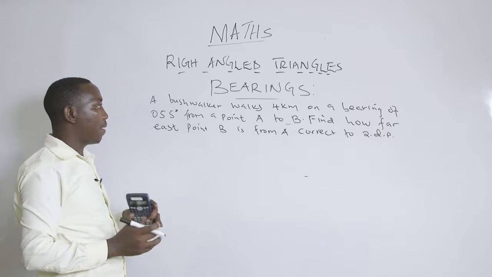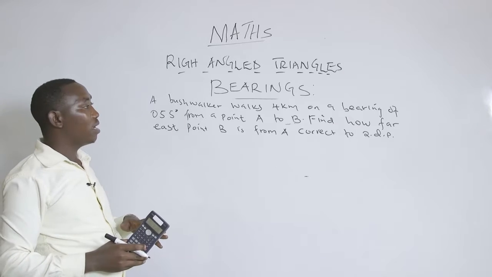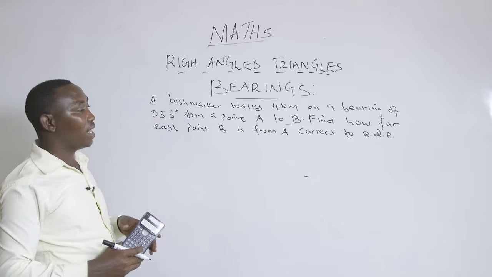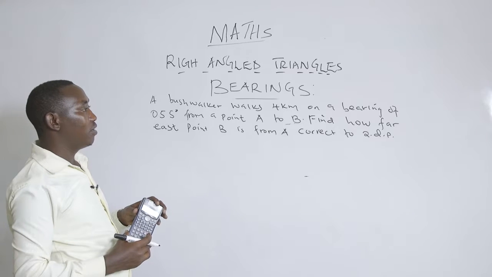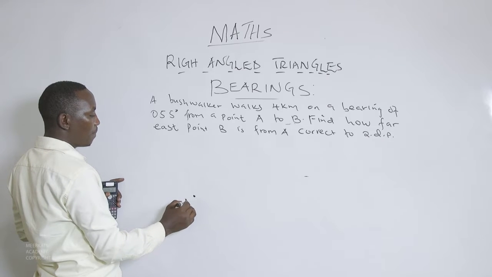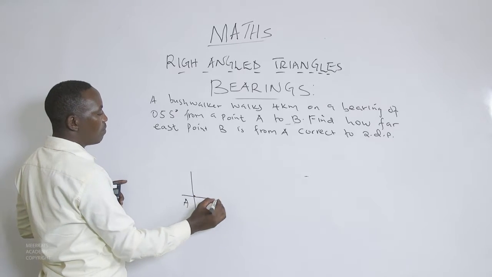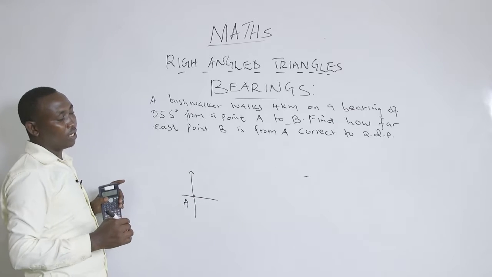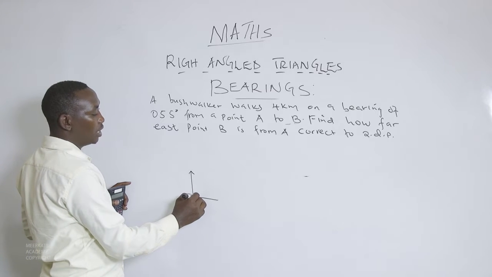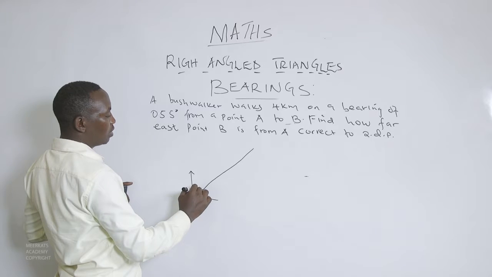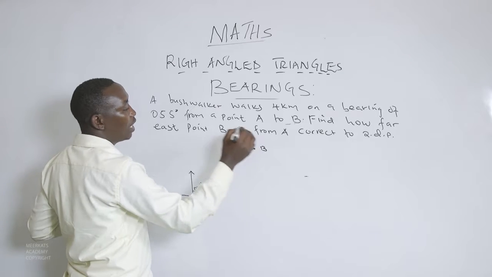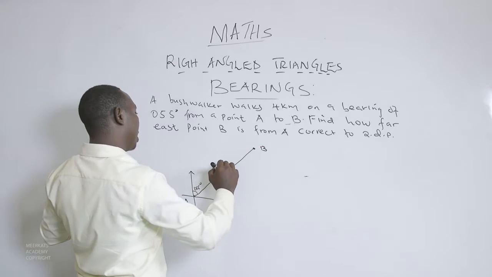So we are told that there's a bushwalker who is walking from a point A to point B, on a bearing of 55 degrees from A to B. Given that this will be our point A, we come up with the 55 degrees. Again, it is from the north pole. So 55 degrees, we approximate it to be somewhere there. That is 055 degrees. We have been told it moves to some particular point B, which is 4 kilometers away.